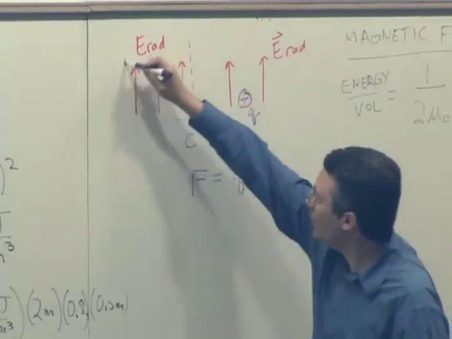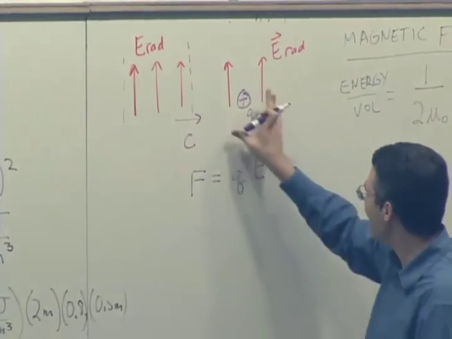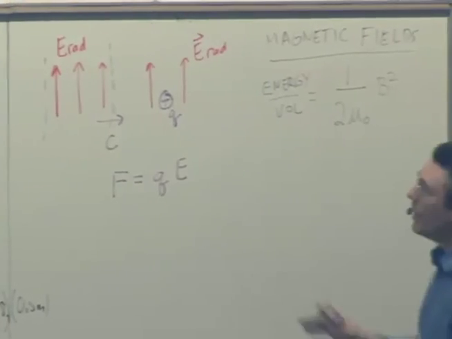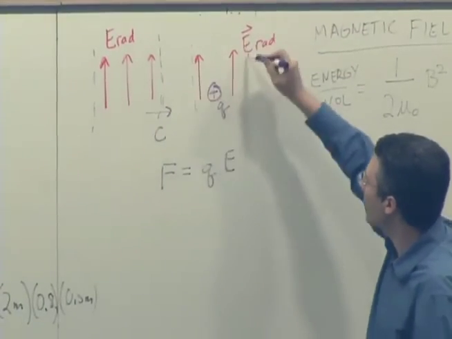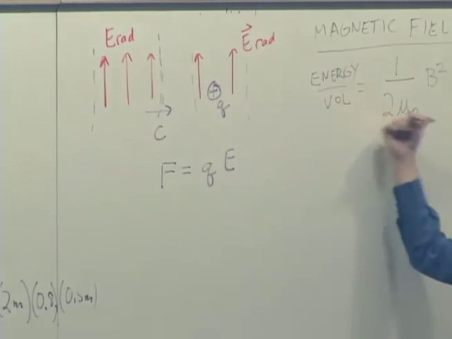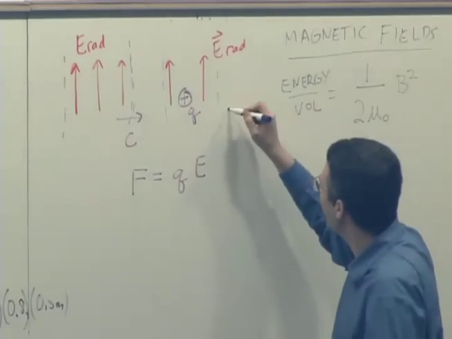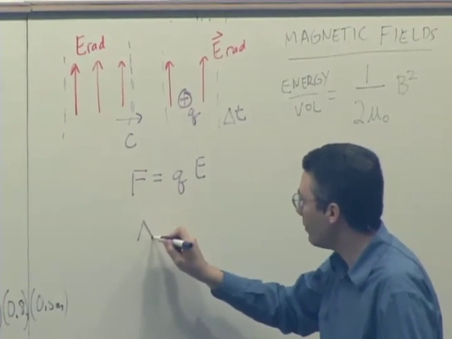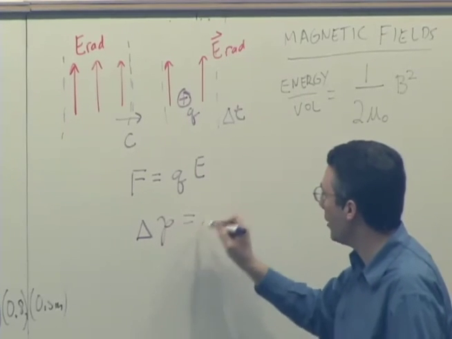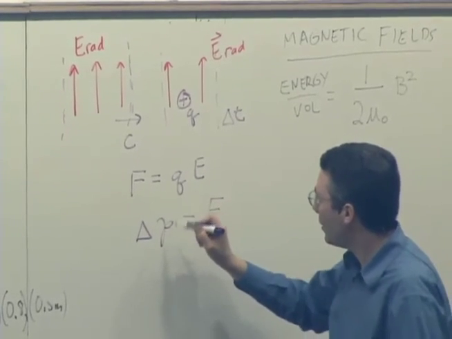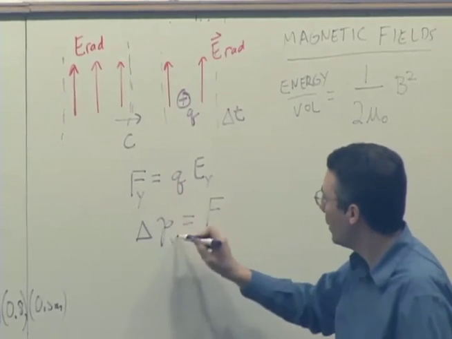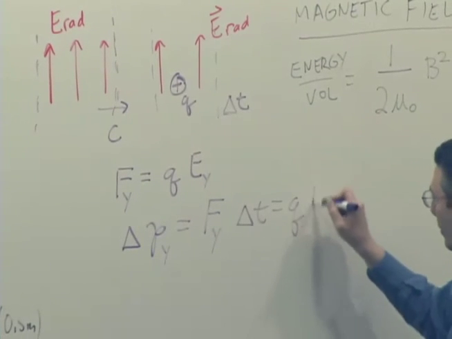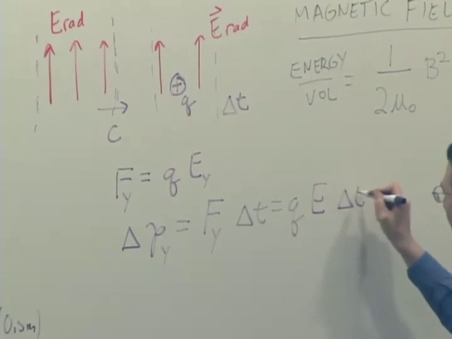It acts for some amount of time. This pulse, again, has some width to it, just like our box over there. When this comes in, this electric field acts for a certain amount of time while the pulse travels through, and we'll call that time delta t. So we can figure out a change in momentum using the momentum principle, or the impulse momentum theorem. Just looking at the y component, delta p sub y is going to be that force times delta t, or Q times E times delta t.